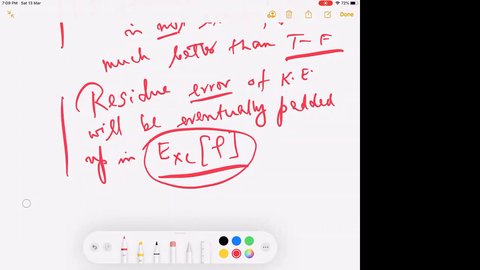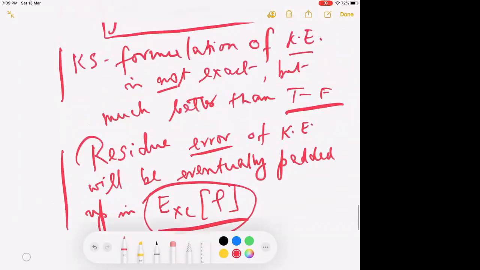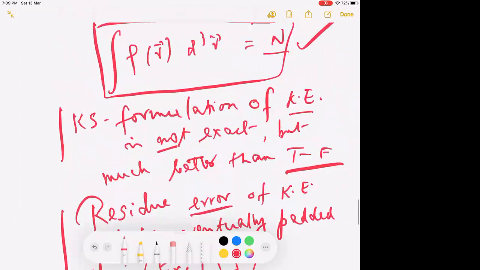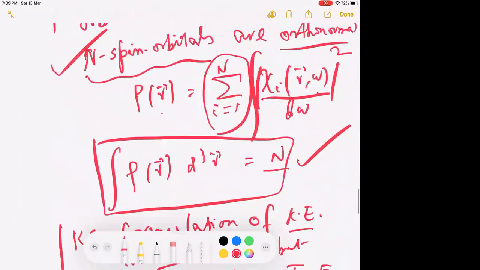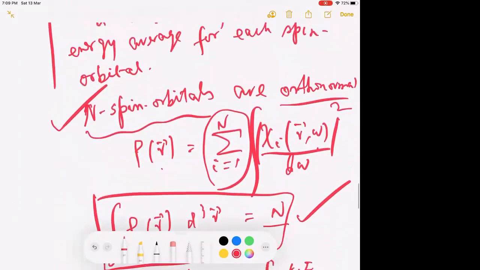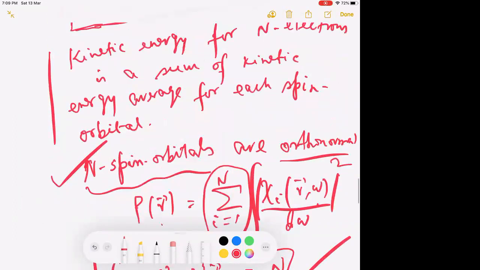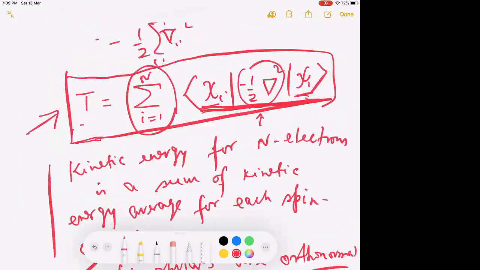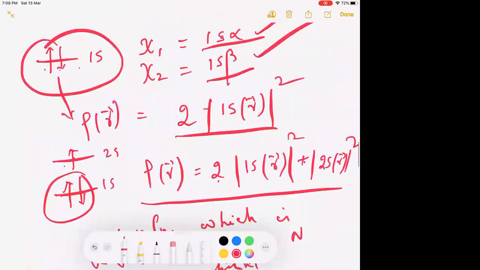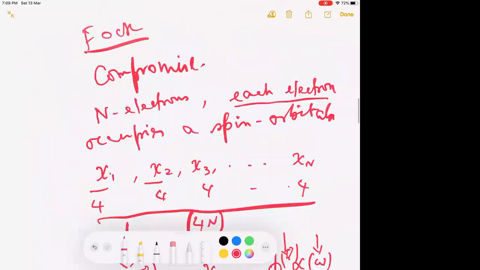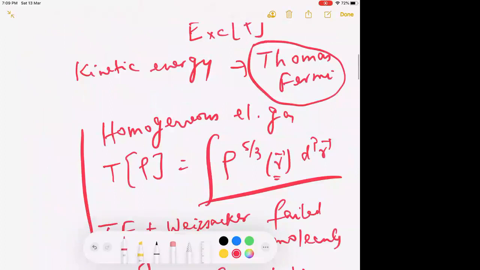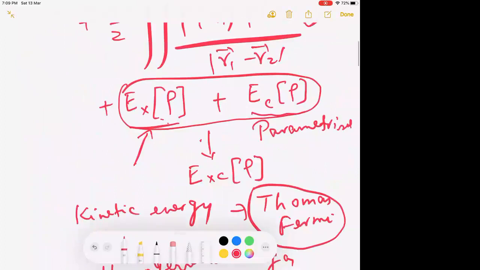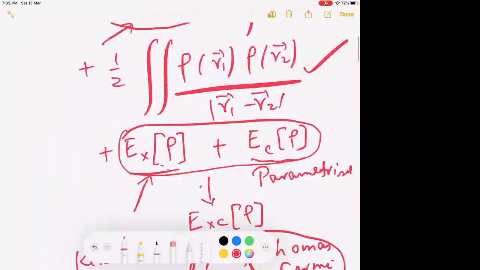So that is something that I want to make as a comment, that this is not an exact kinetic energy. So whatever Thomas-Fermi wrote, it's an approximate kinetic energy. Many people call it Thomas-Fermi kinetic energy. It's just a Thomas-Fermi kinetic energy, but it is pretty good, and the residue will all be taken care of in the exchange correlation function. So if you look at the 5 parts, I had the exchange and the correlation. So here I'm going to take care of the residue error.